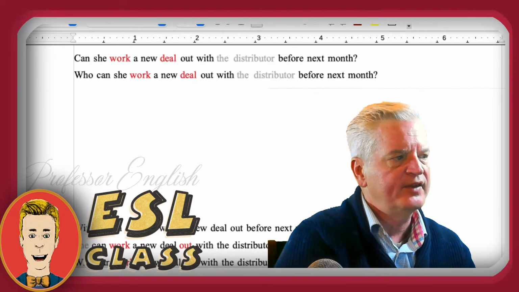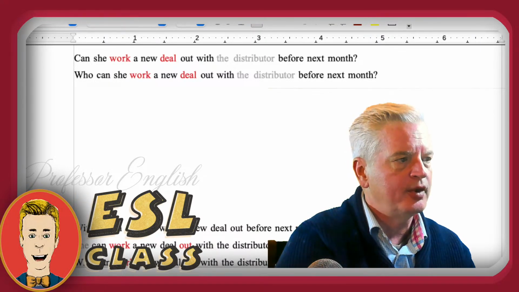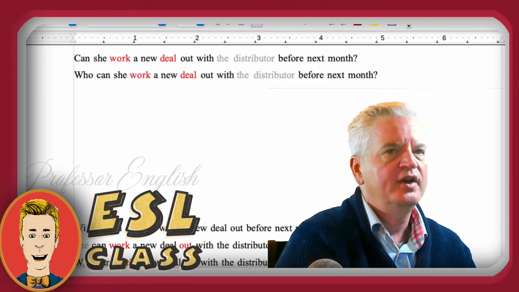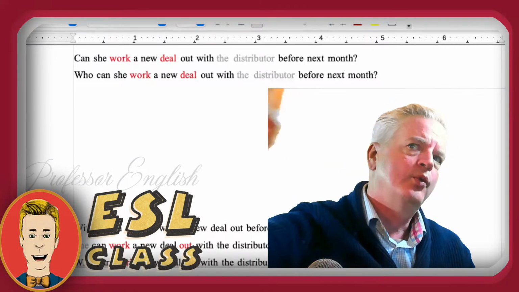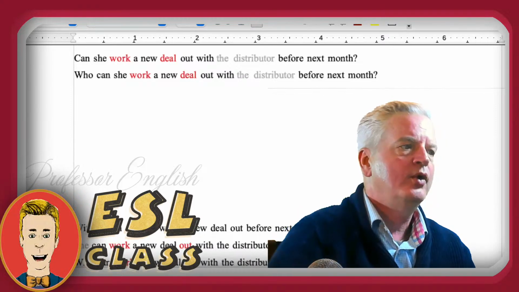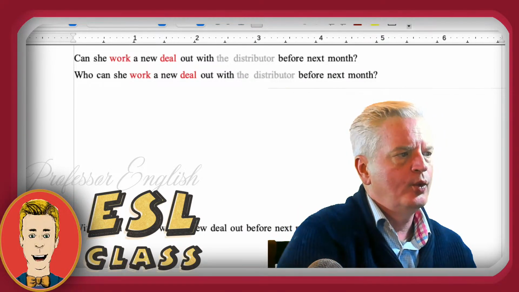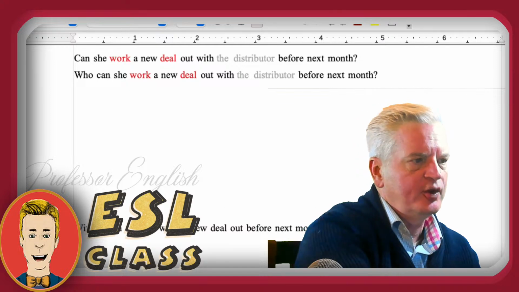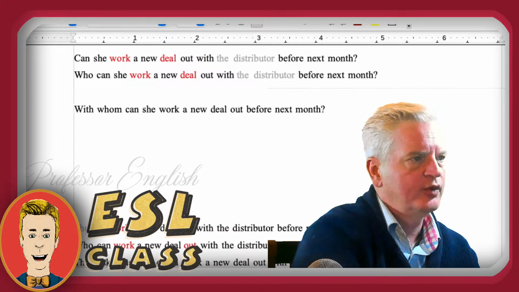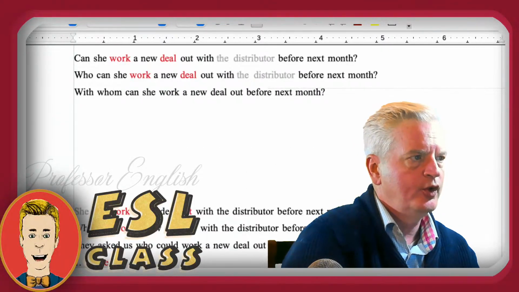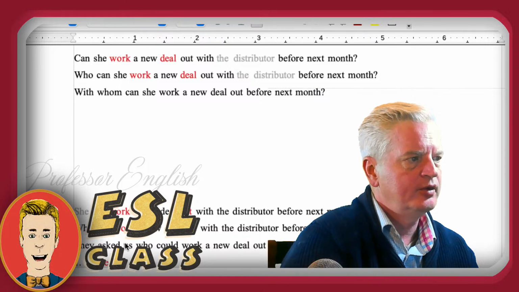All right, or you can make the same question with the formal whom. So instead of saying who with, you can say with whom. With whom can she work a new deal out before next month? With whom can she work a new deal out before next month?